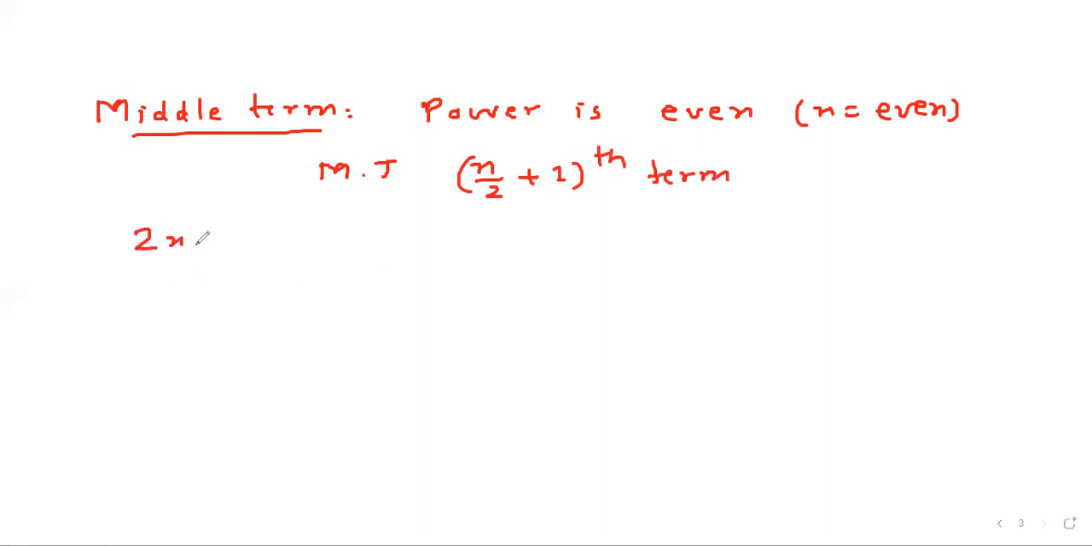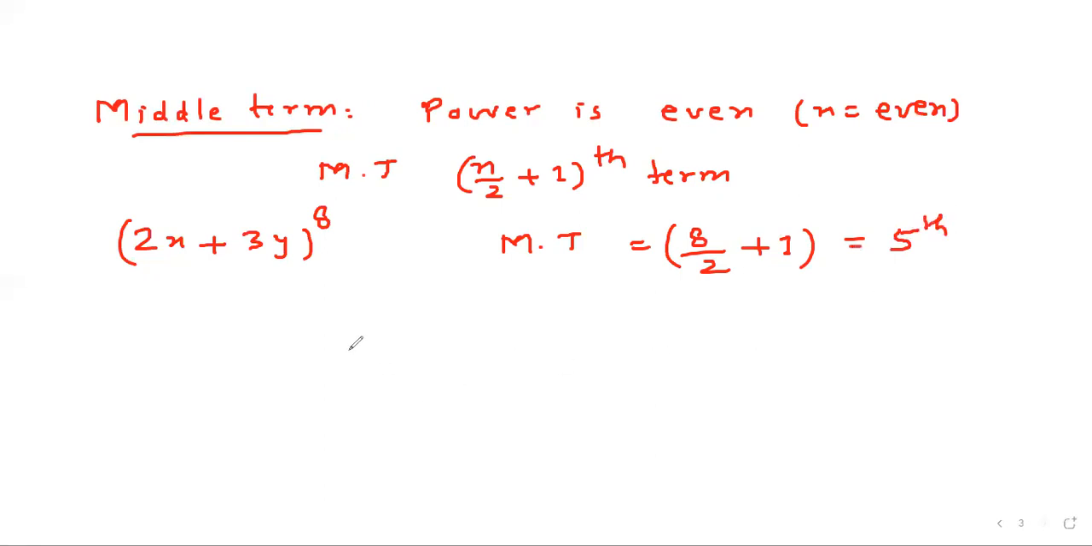Example, suppose we are given (2x + 3y)^8 and we have to find the middle term. So the middle term, n being an even number, will be the (8/2 + 1)th term, that is the fifth term. And the fifth term we can find by applying the formula T(r+1) = nCr x^(n-r) y^r. So we write r equal to 4. T5 means T(4+1).